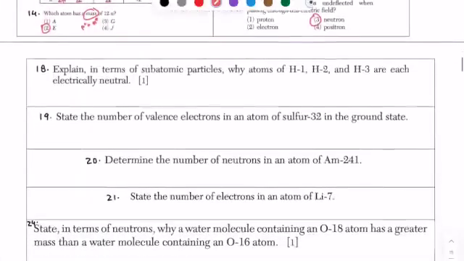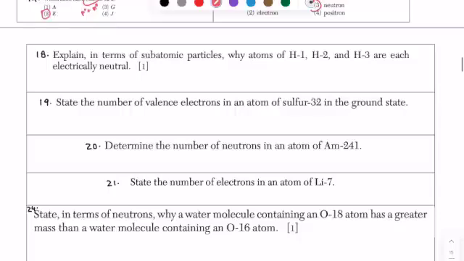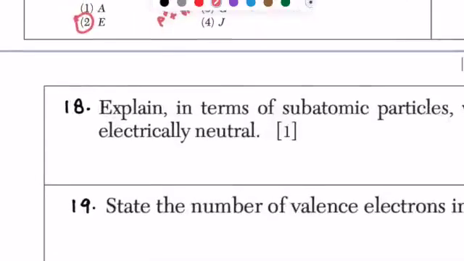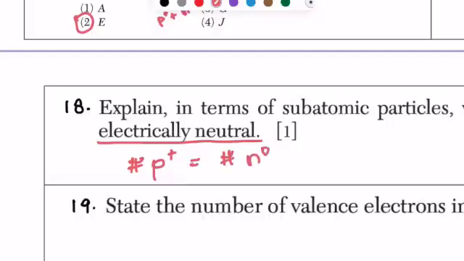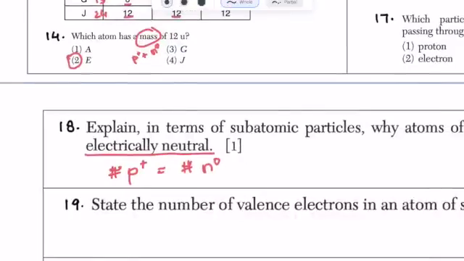Then we have some short response questions. Explain in terms of subatomic particles why atoms of hydrogen 1, hydrogen 2, hydrogen 3 are each electrically neutral. When we are saying an atom is electrically neutral, that means the number of protons is equal to the number of neutrons. Sorry, apologies, not neutrons, electrons. Neutrons do not impact the charge.